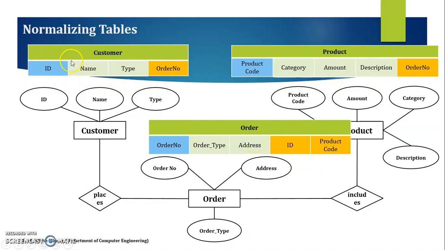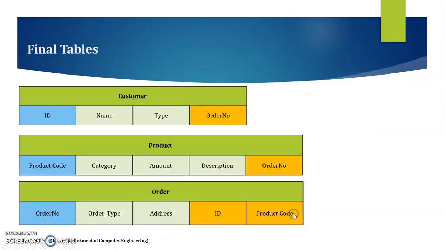This is your primary key for that particular table, for that entity. Order number is again your primary key, but in this case it becomes a foreign key because it is the primary key of a table that is not part of this customer table. Similarly for the product and the order. So this is how we get your finalized tables.